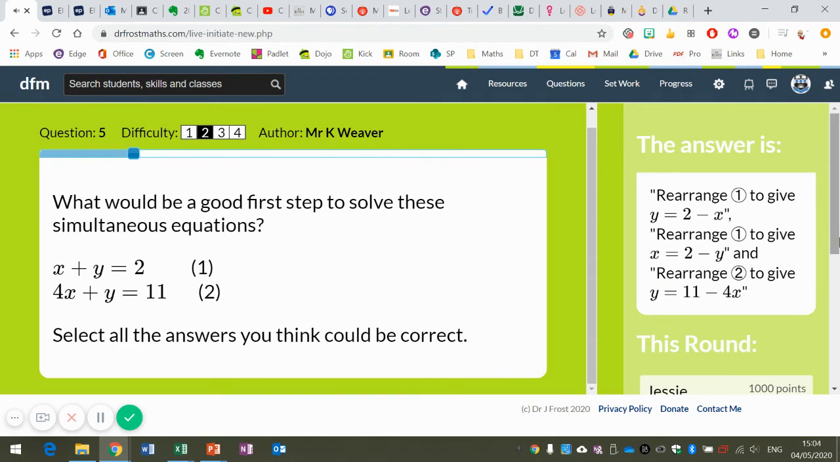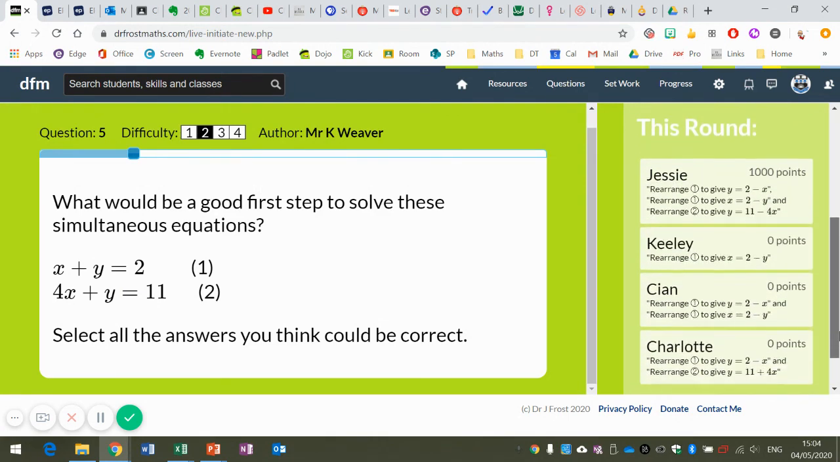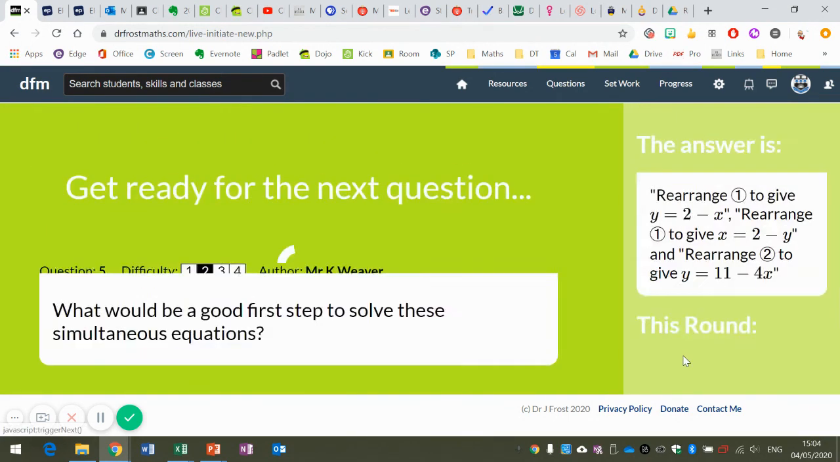So there were three options there that could work, because you could subtract the x away there and have y equals 2 minus x. So that one's okay. You could subtract the y away and have x equals 2 minus y. That would be okay. And in the second equation, you could have subtracted the 4x away and had y equals 11 minus 4x. So there were three options there. So well done if you got all three. Oh, that was you, Jesse. Well done.